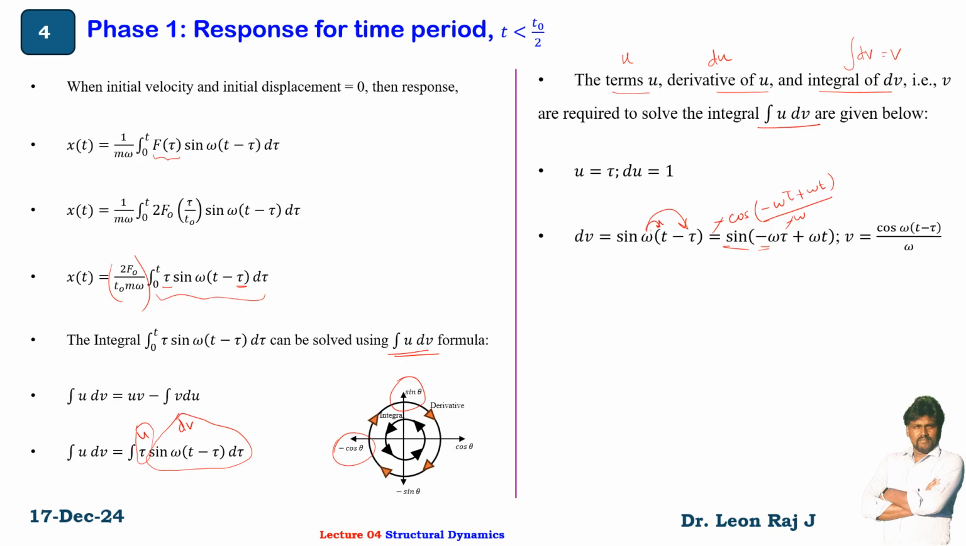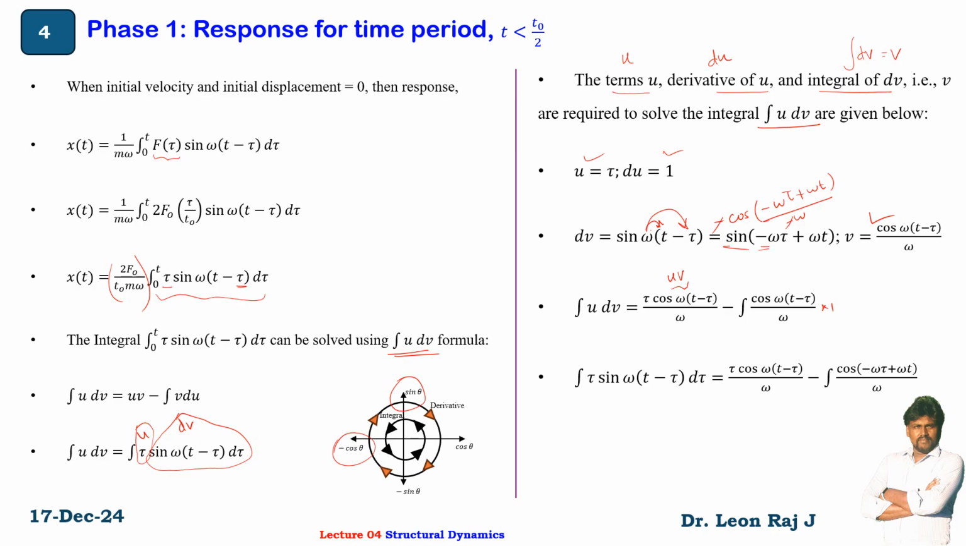You get positive cos omega (t minus tau) divided by omega. So integral of u dv equals tau cos omega (t minus tau) divided by omega minus integral of cos omega (t minus tau) into omega. So this is your formula. This is your u into v. You know u, you know v, so this is your uv. Then you know du and you know v, so v into du. Du is nothing but 1. So this is how you arrive at your u dv.